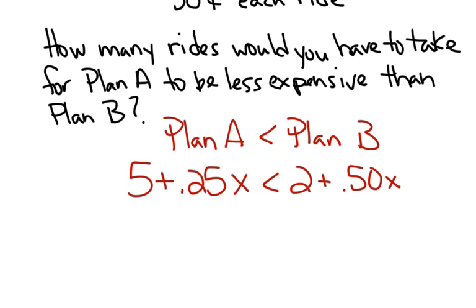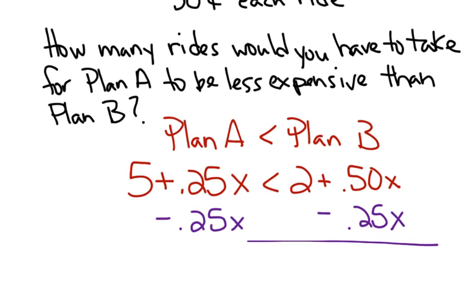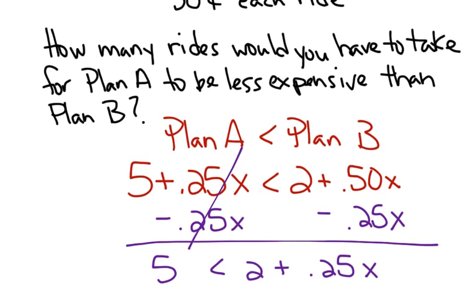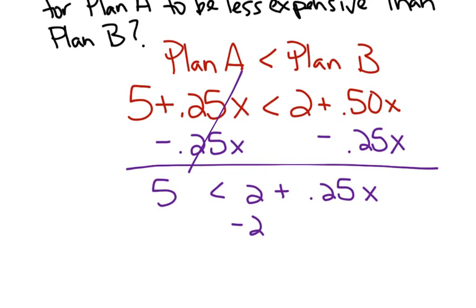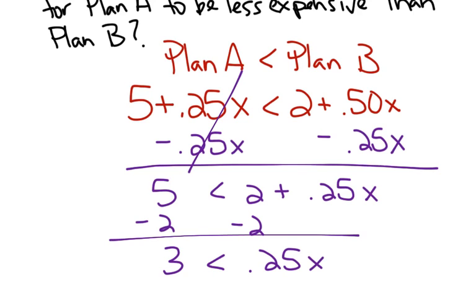And now that's just an inequality we can solve like any other algebraic expression. So why don't I get my x's on the same side? It doesn't matter how you want to do it. If you learn to do it by moving the smaller number first, that's fine. So if I move the 0.25x to the other side, I get 5 is less than 2 plus 0.25x. And then I'm going to get my constants together. So I have 3 is less than 0.25x.